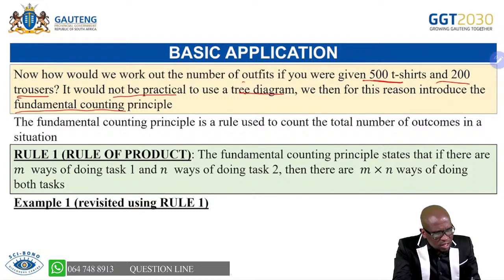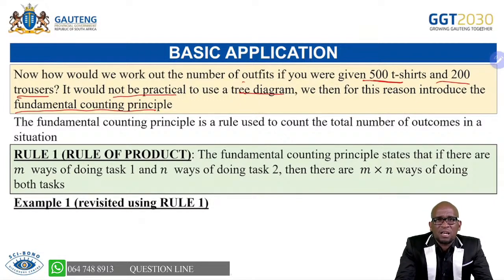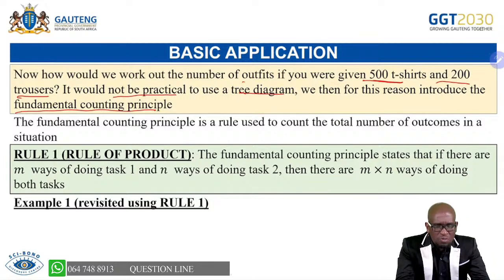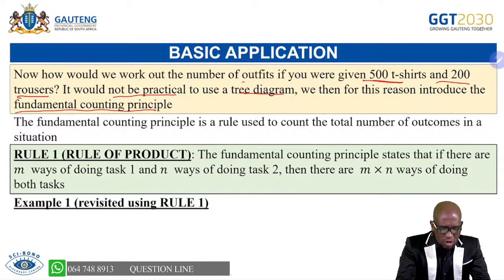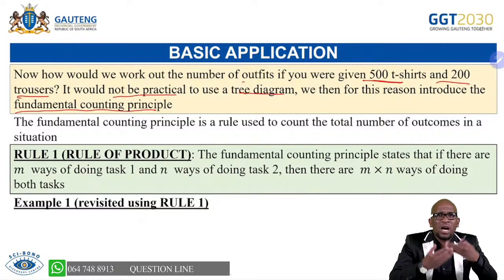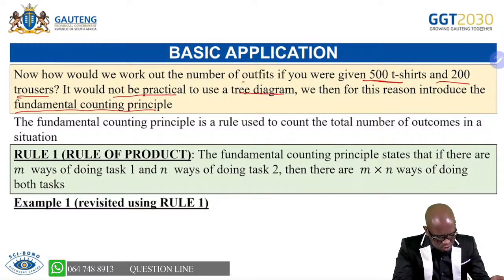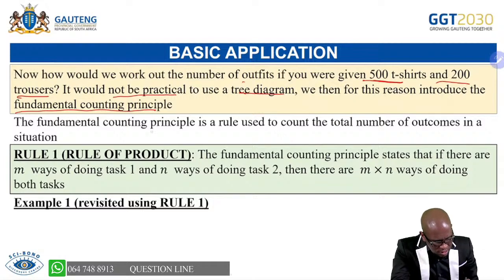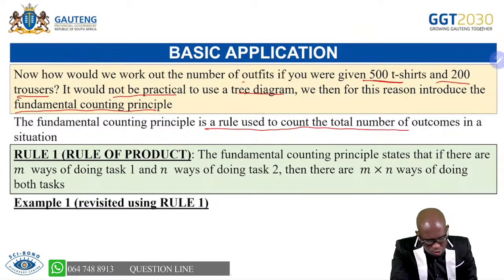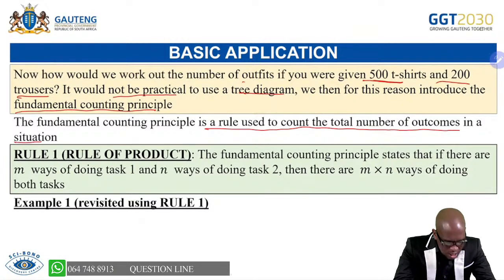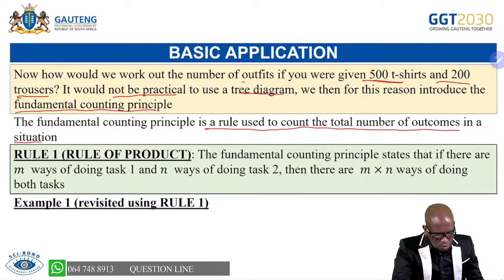And for this reason, we introduce the fundamental counting principle. The fundamental counting principle is going to assist us to count the total number of outcomes if the tree diagram can no longer work or will no longer be practical. So we need a way to count outcomes without having to use the tree diagram. The fundamental counting principle is a rule that is used to calculate the total number of outcomes in a situation.